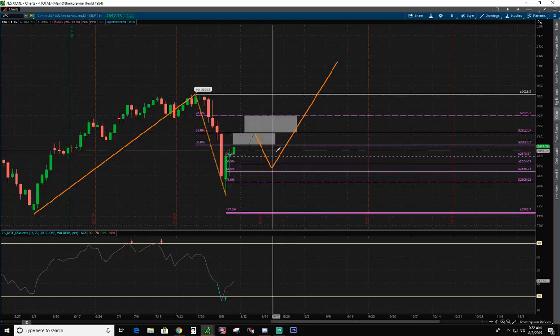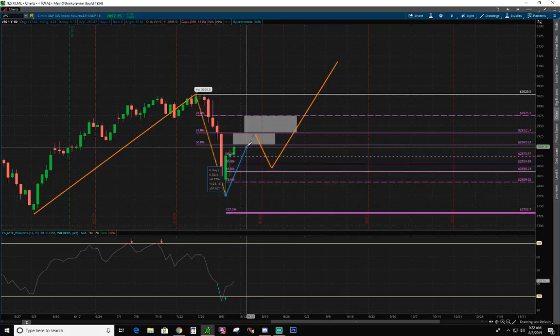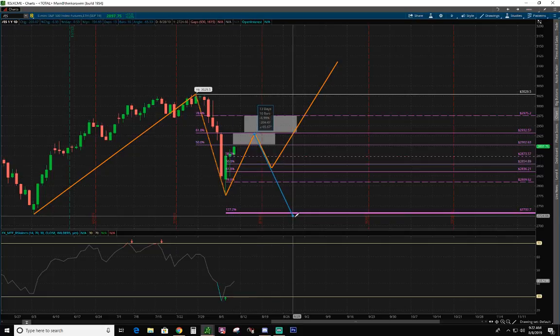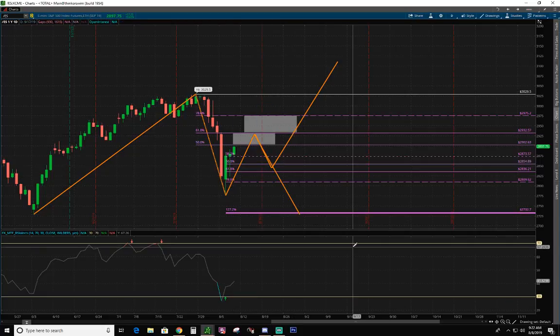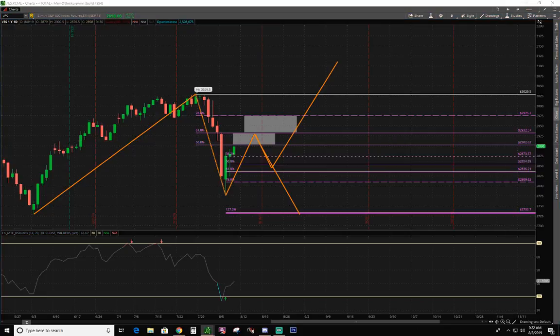So, something to consider as well. So that's a scenario, or we have this scenario that we could continue to the downside. So that is why this 2900 level is important to me on here.